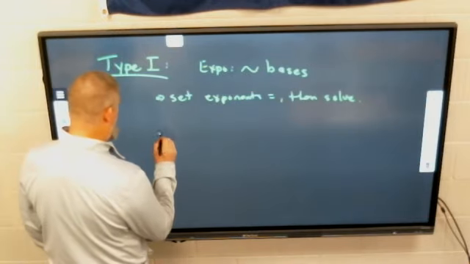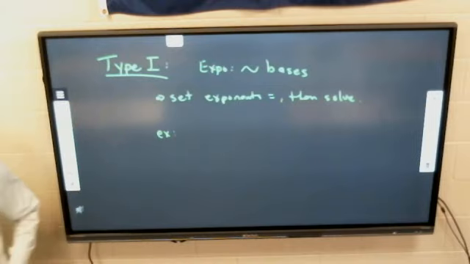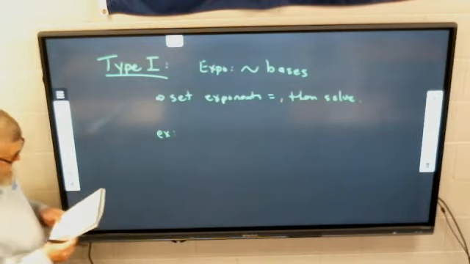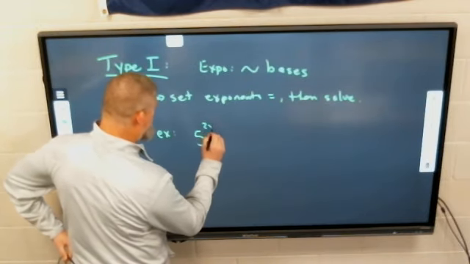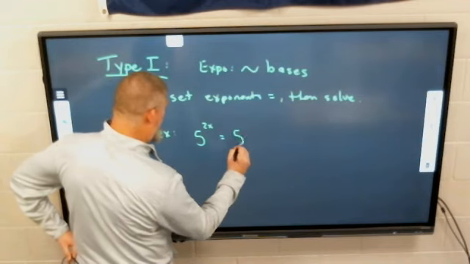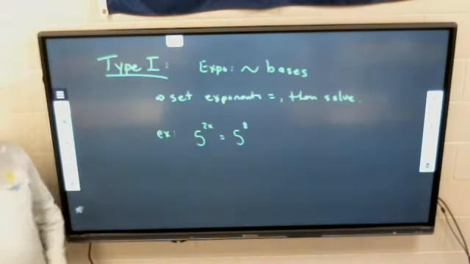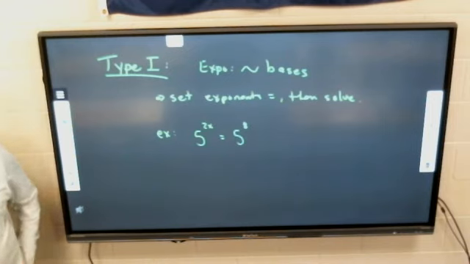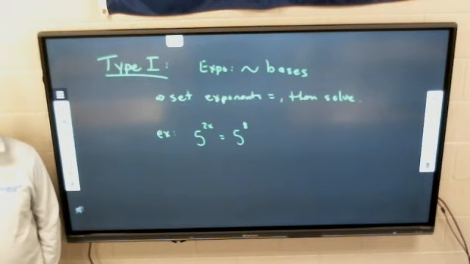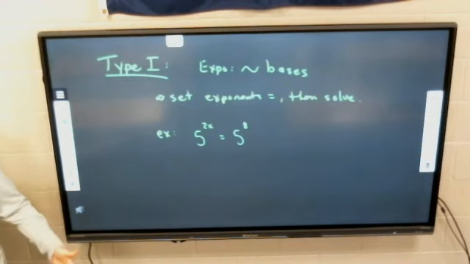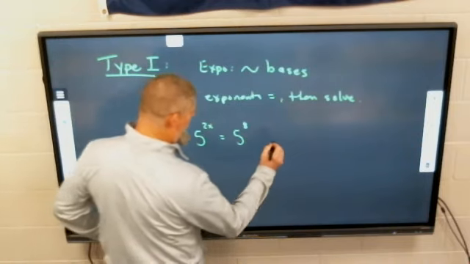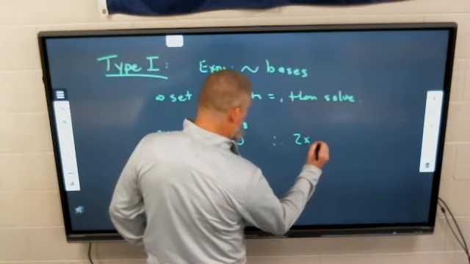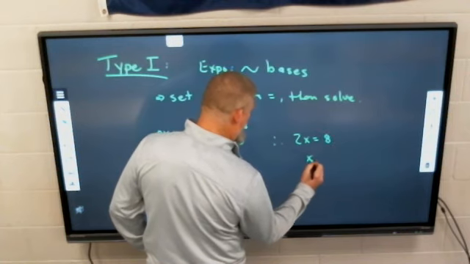Let's give you an example. Let's go with this one. My base is 5: 5 to the 2x equals 5 to the 8. The bases are identical, right? Both bases are 5. They're similar, they're the same. So then, if the bases are the same, for these to be equal, what has to be true? 2x has to equal 8. The exponents have to be equal to each other. So therefore, 2x must be equal to 8. So x equals 4.